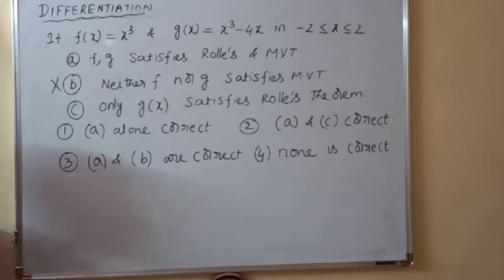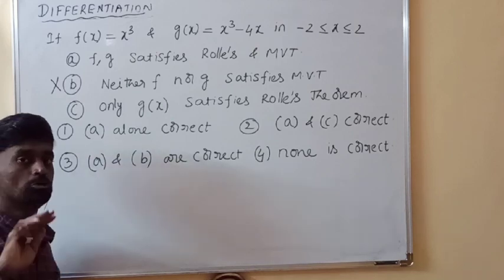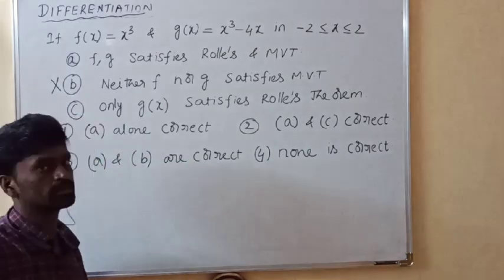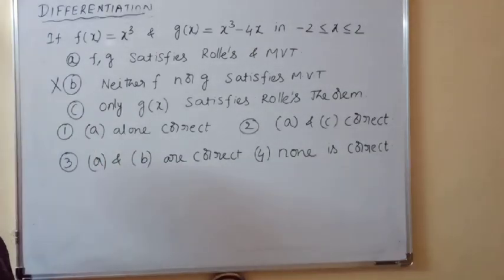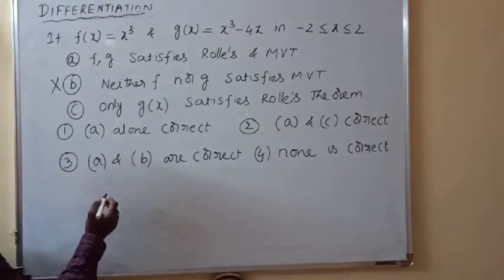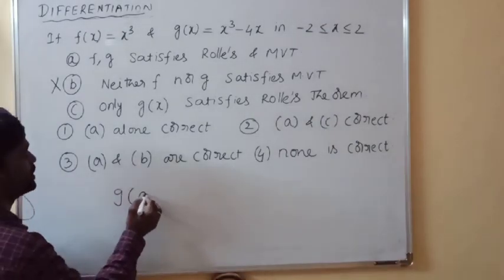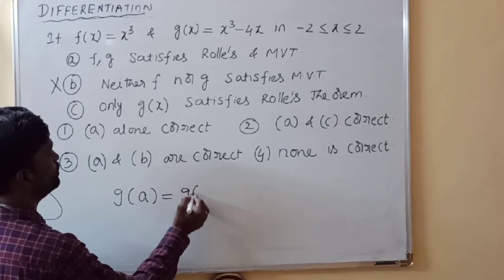Okay, because it is a polynomial function. Because g of x is a polynomial function, no need to check the first two conditions of Rolle's theorem. We have to check only the last condition. So what is the last condition?